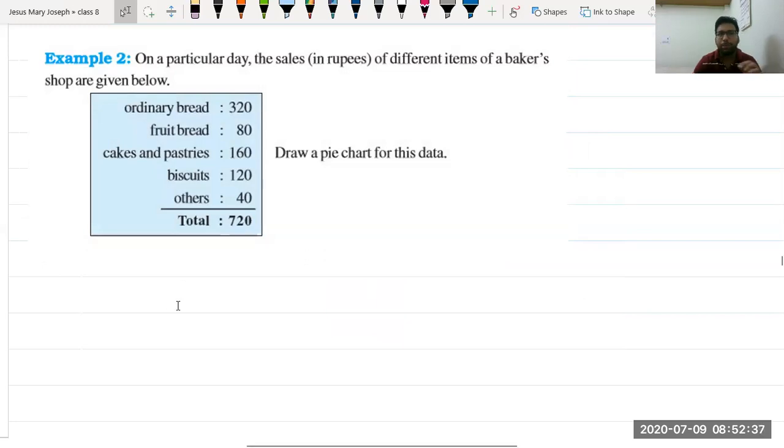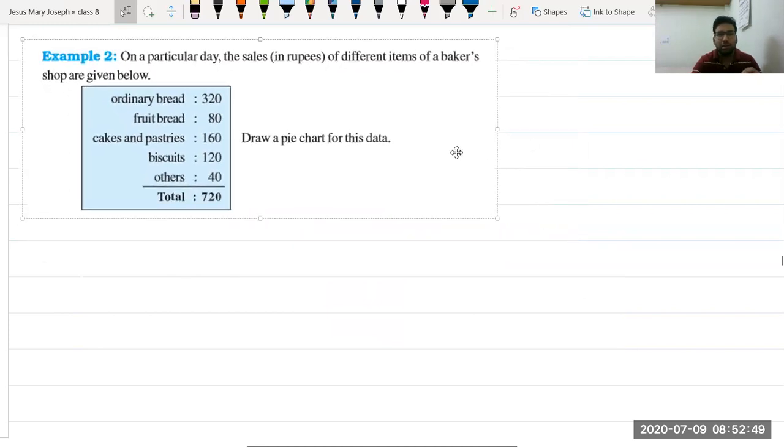Okay. On a particular day, the sales of different items of a baker's shop are given below. So from ordinary bread he got rupees 320, fruit bread rupees 80, cake and pastries 160, biscuits 120 and others 40. Total he got how many rupees? 720. We want to make a pie chart of this. Before that, we have to understand one thing.